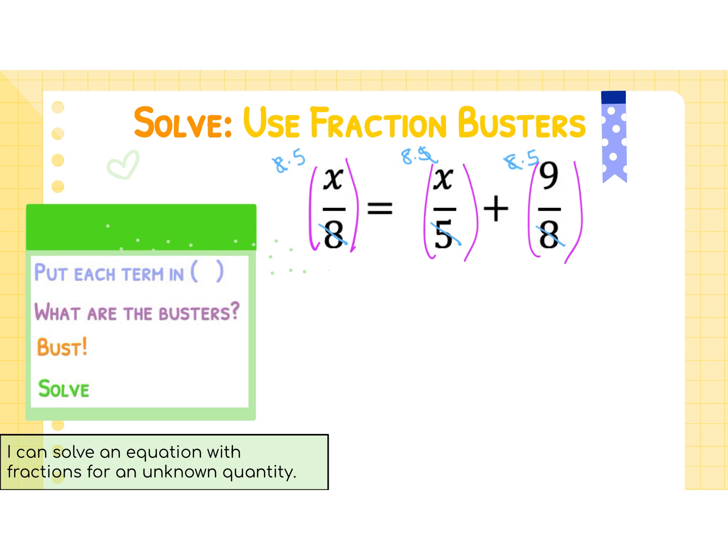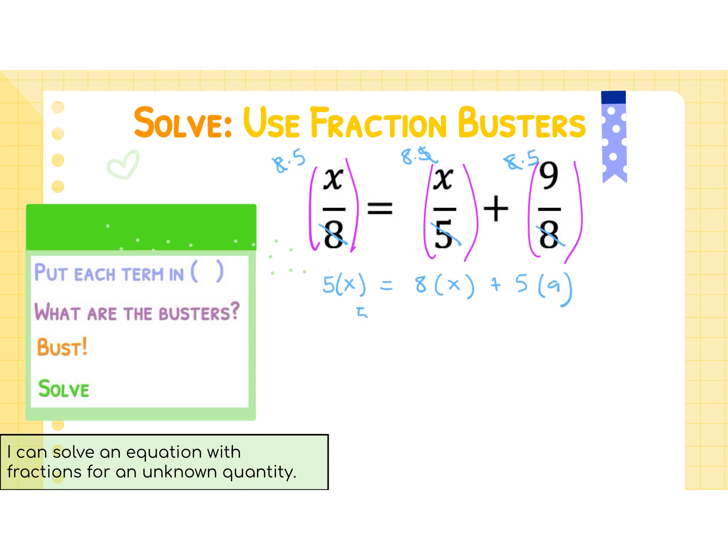And let's see what we have left. We have a buster of 5 and a numerator of x is equal to a buster of 8 and a numerator of x plus a buster of 5 and a numerator of 9.